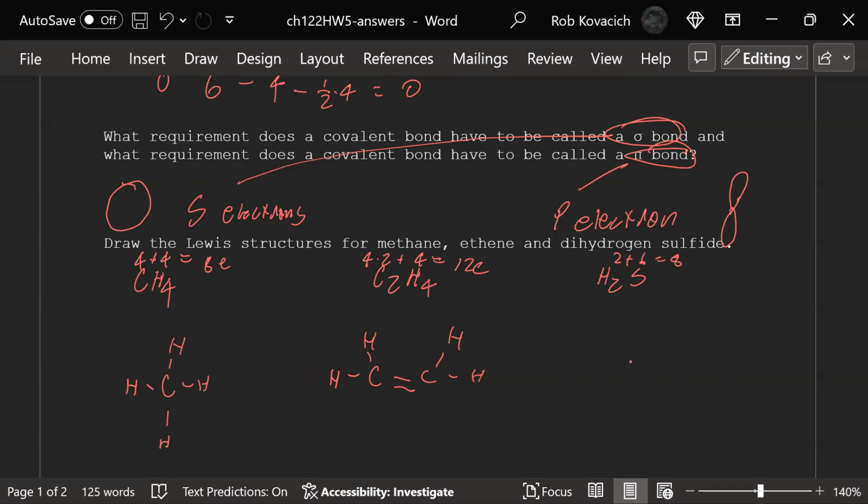And then my last one here, I'll put sulfur in the middle, a hydrogen on each side. The hydrogens are happy. I've used 4 of my 8 electrons. I'll put 2 electrons here and 2 electrons here. And this looks just like a water molecule's Lewis structure because sulfur and oxygen are in the same column. So they're in the same family and have the same chemical reactivity.